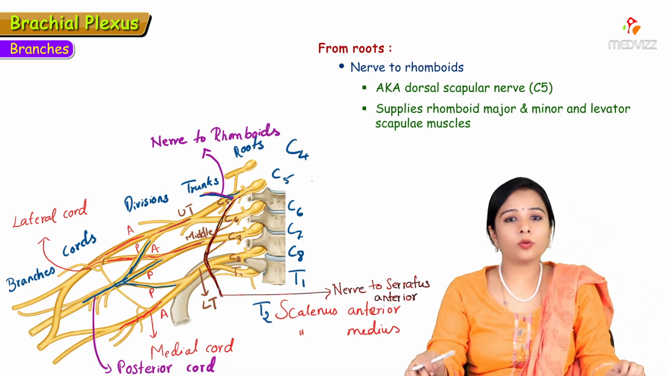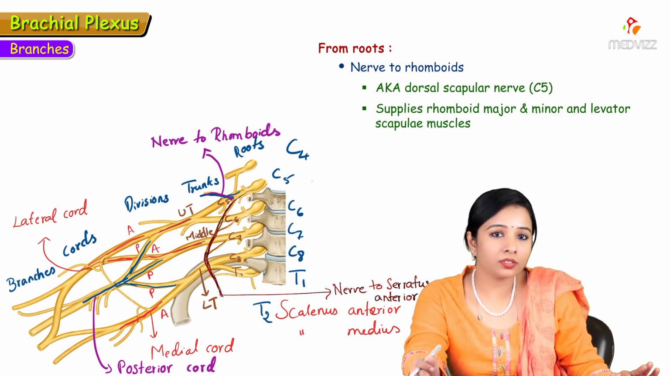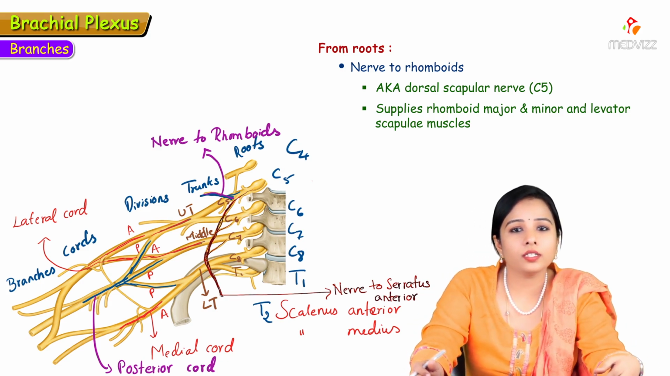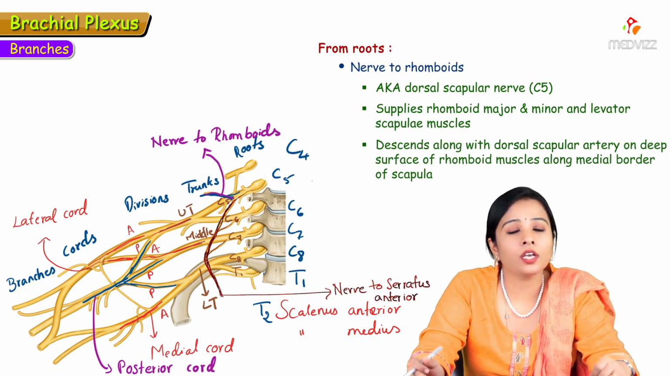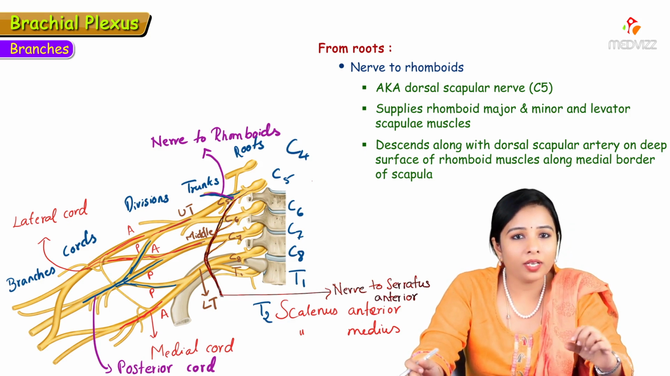So nerve to rhomboid is also called dorsal scapular nerve. It supplies three muscles: rhomboid major, rhomboid minor and levator scapulae. And this nerve runs along with the dorsal scapular artery on the deep surface of rhomboid muscles along the medial border of the scapula. These are the two main branches.